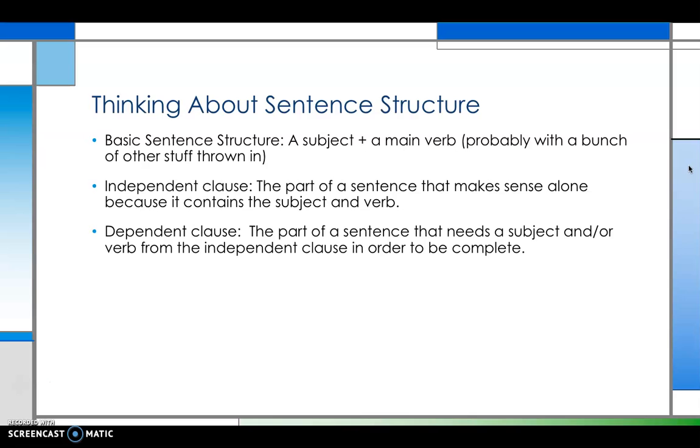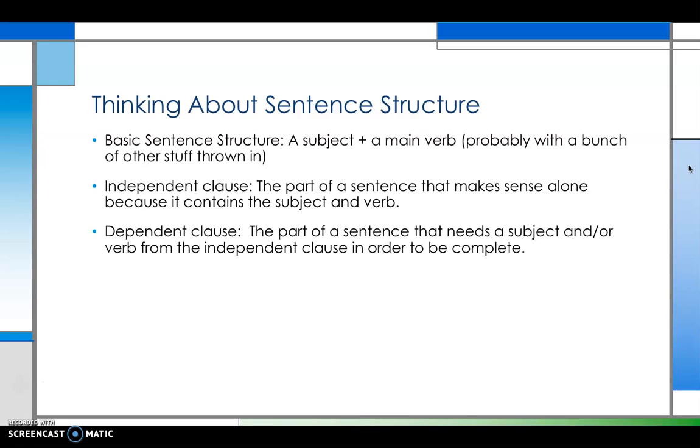The dependent clause, on the other hand, is usually the part that comes after a comma. It's the part of the sentence that needs to use the subject and or verb from the independent clause in order to be complete. So we might say something like, John is a student in this class and enjoys writing. Now, and enjoys writing all by itself doesn't make a ton of sense.